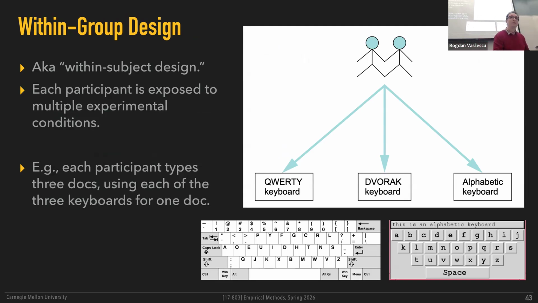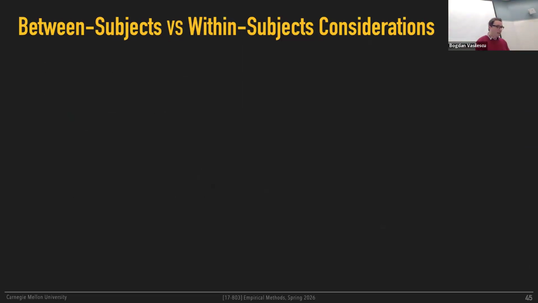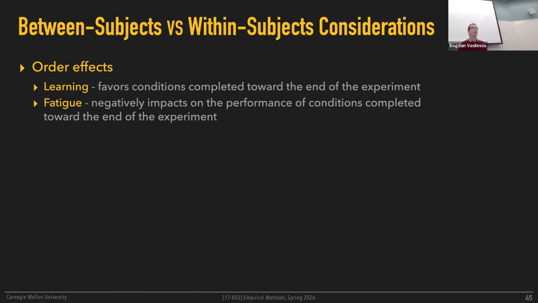Do you see the point here? About order effects? All right, so there are 2 types of order effects. It could be learning. That means I learned from the first condition and I do better at the second one, not because the keyboard was better, but because I got better at typing on anything. So learning effects would favor conditions completed towards the end of the experiment over the ones at the beginning of the experiment.